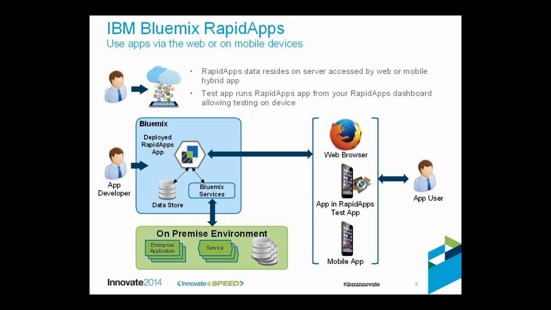Now, once you've developed your app, you're going to want to make it available to people to use it. And there's a number of ways they can access your app. When you deploy an app on Rapid Apps, it provides you the URL, which you can change if you wish, that is reachable by a web browser, wherever you happen to have a web browser.